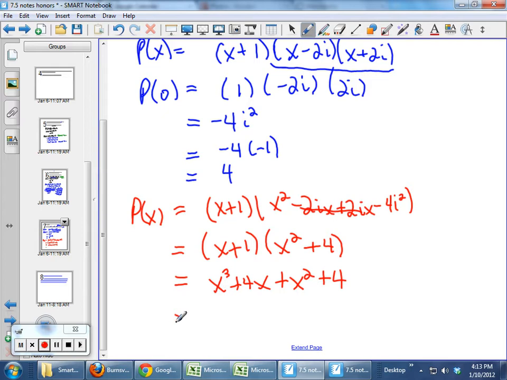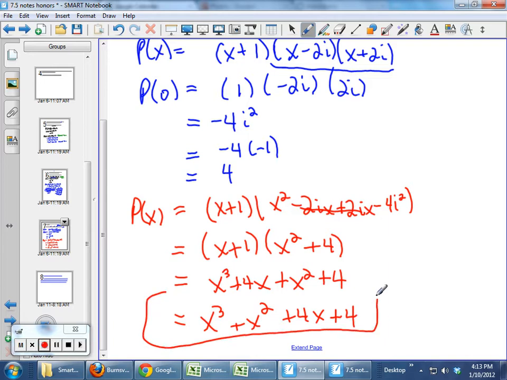So I just need to flip around those two middle terms. X to the third plus x squared plus 4x plus 4. So this is our answer. P of x is that. It's in standard form. The zeros are negative 1, 2i, and negative 2i. And it's degree 3. So that looks fantastic.